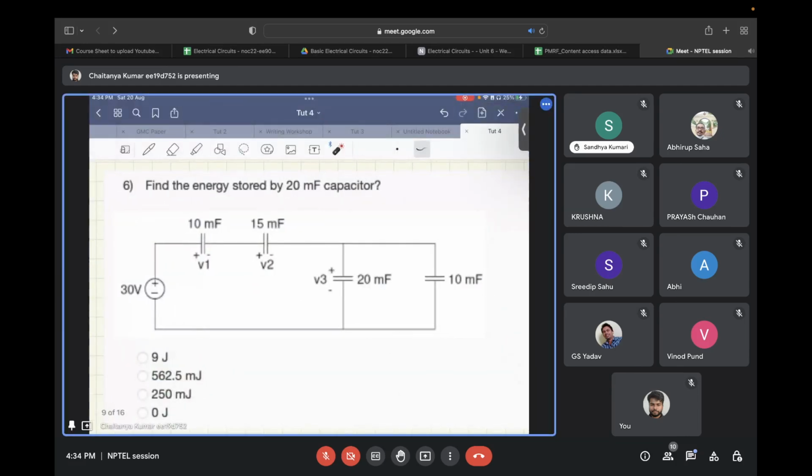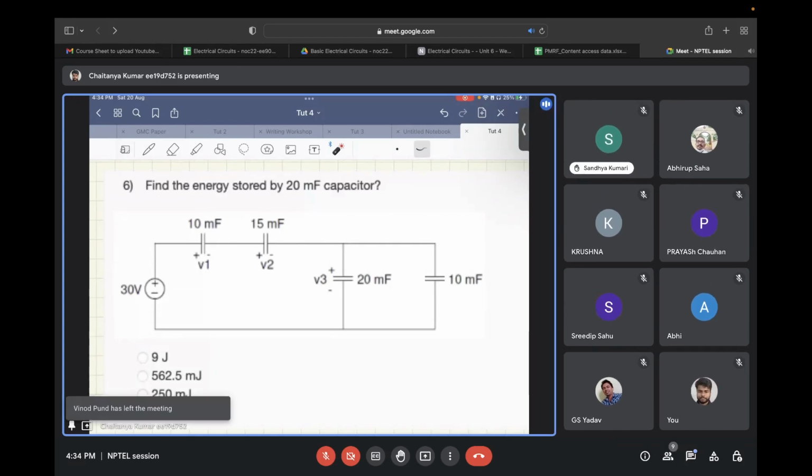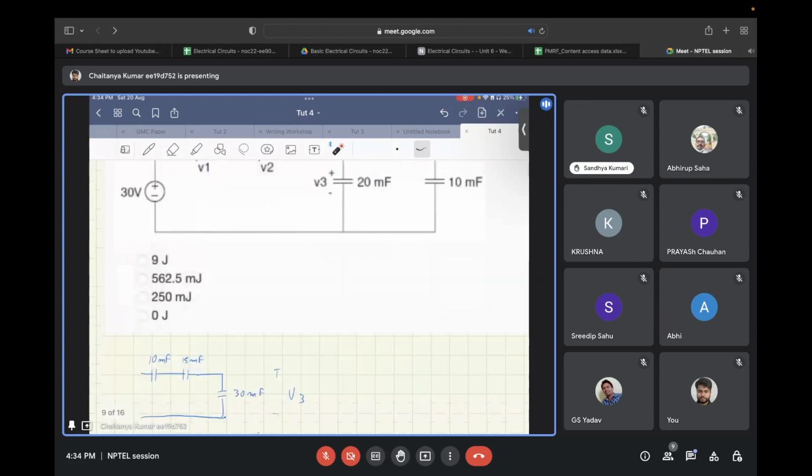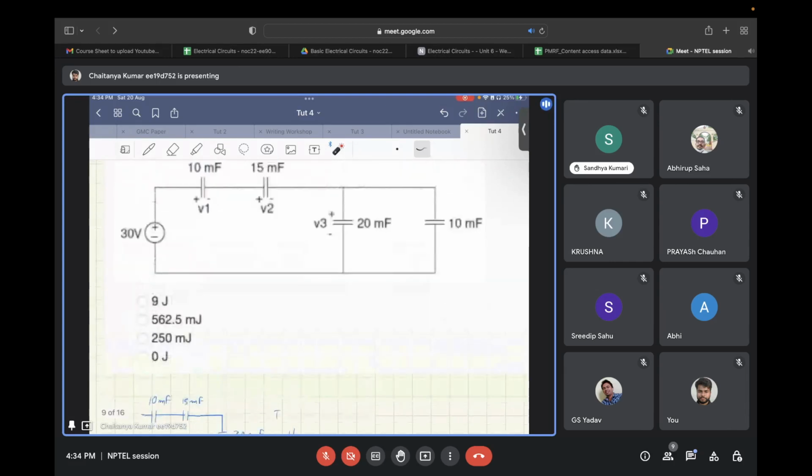So, sorry for the disturbance. Now, let's see how to solve this question. You need to find the energy stored in this 200 millifarad capacitor, and for that, basically, half CV square. And first of all, this complete capacitor can be taken as a 30 millifarad capacitor.